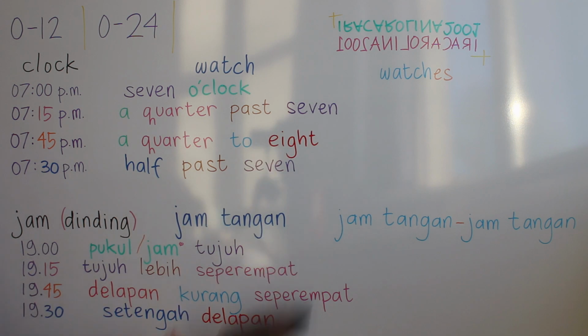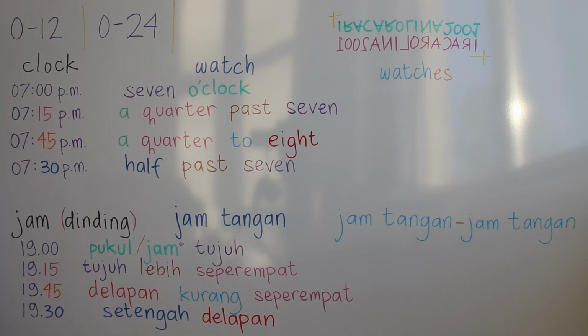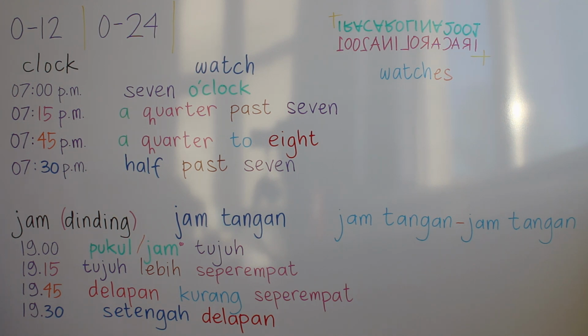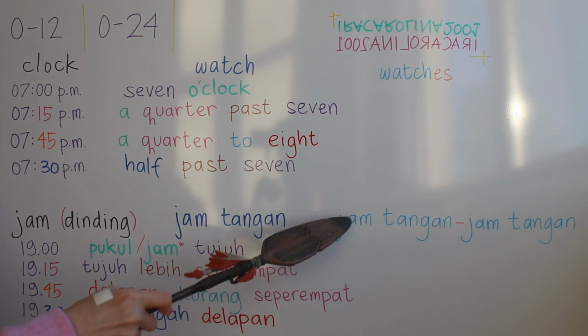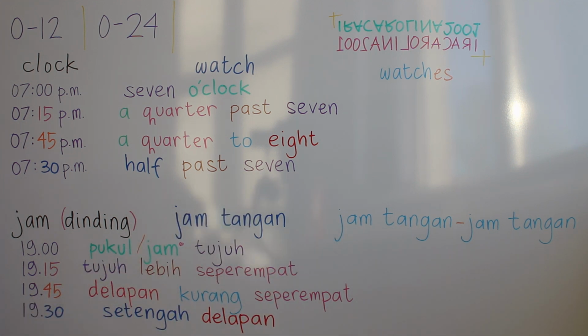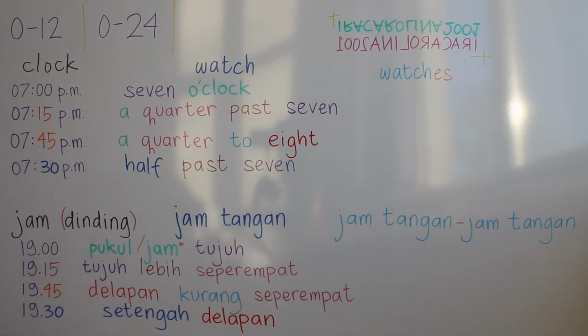In English, watch is a noun. We have to add s or es to make it plural. But in Indonesia, instead of adding any letter, we repeat the word, and then we put a hyphen in between the repeated words. In this case, jam tangan. So, jam tangan-jam tangan.